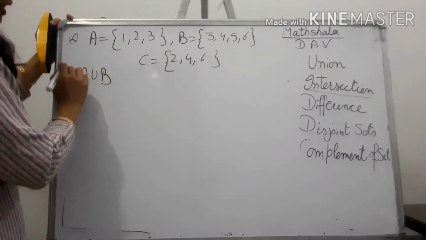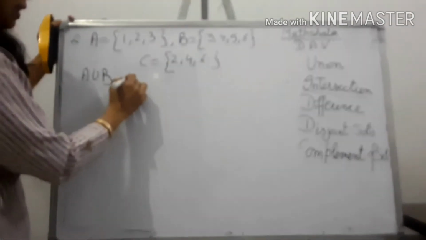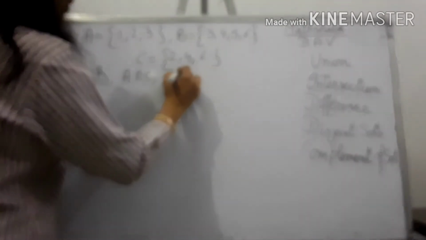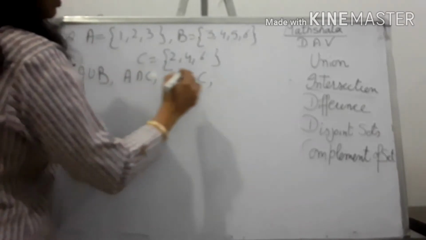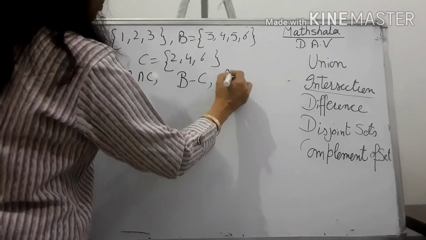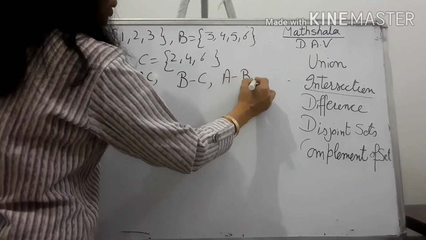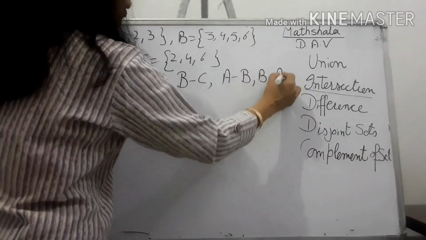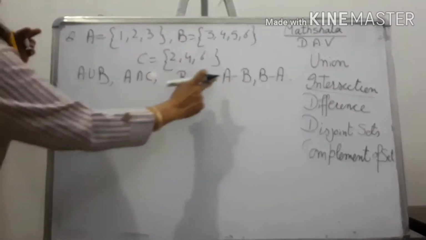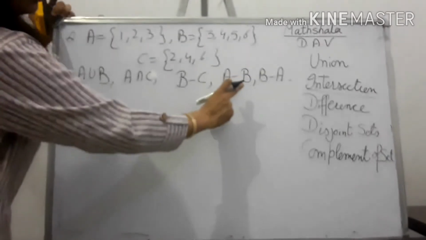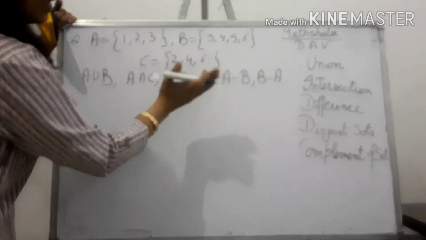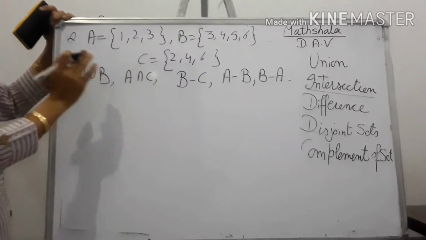Find out A union B, A intersection C, and find out B minus C, find out A minus B, B minus A. For A minus, I have not explained yet. With the help of an example only, I will explain what is the difference between two sets.